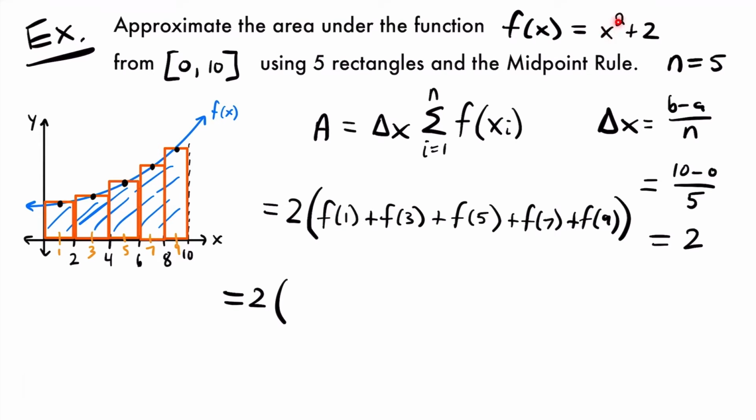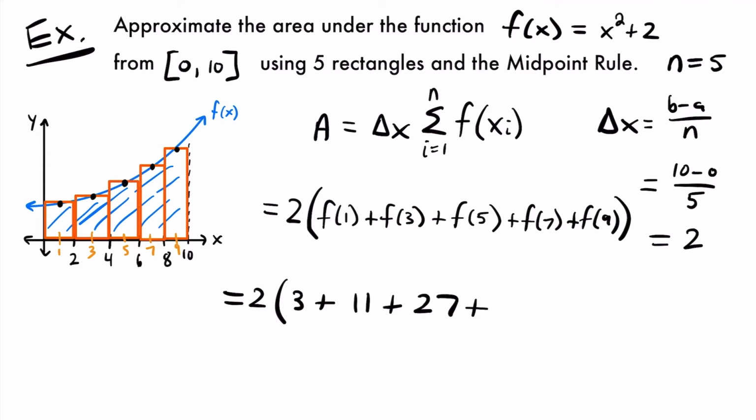So we have 1 squared plus 2, so that would be equal to 3. Then we will add 3 plugged into this function. So we have 3 squared plus 2, so that would be 9 plus 2. So we'll have 11, and then we will add that to 5 plugged into this function. So you'll have 5 squared, which is 25, plus 2, so that would be 27.